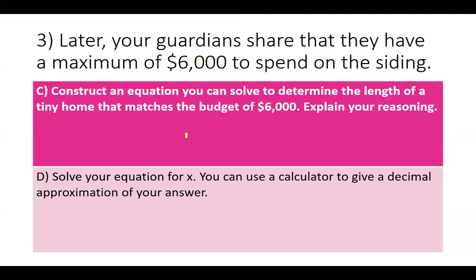Okay. Now on here, everyone shares all the same thing. You're going to construct an equation you can solve to determine the length of a tiny home that matches the budget of 6,000. You're going to explain your reasoning for that, like, why do you think this is it? How would that work? And then you're going to solve your equation for X. You can also use a calculator to give a decimal approximation of your answer. Okay. So you're going to finish out these notes, and then that will conclude our part 2B.4, part 1 notes.